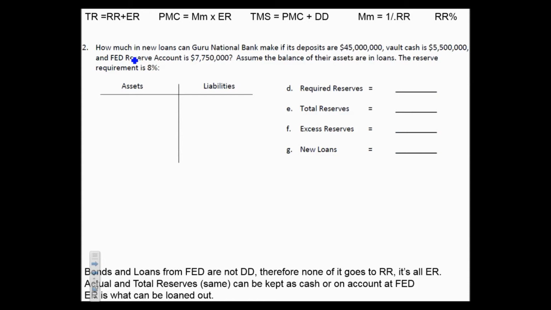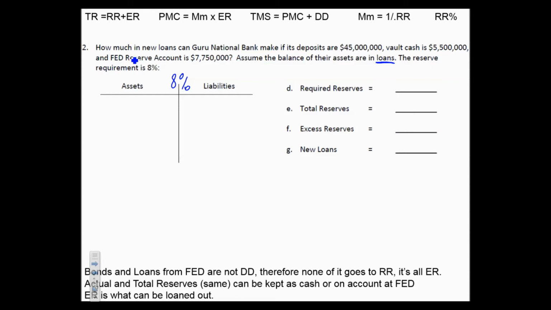So now we've got a question, and the question is, how much in new loans can the Guru National Bank make if its deposits are 45 million, it's got 5.5 million in their vault, and they got 7.75 million at the Fed, and the rest of their assets are in loans, so we're going to have to figure out how much they have loaned out right now, and the reserve requirement's 8%. So the deposits are subject to 8%. Who has a calculator? Can y'all do the math for me, and then we'll check each other?